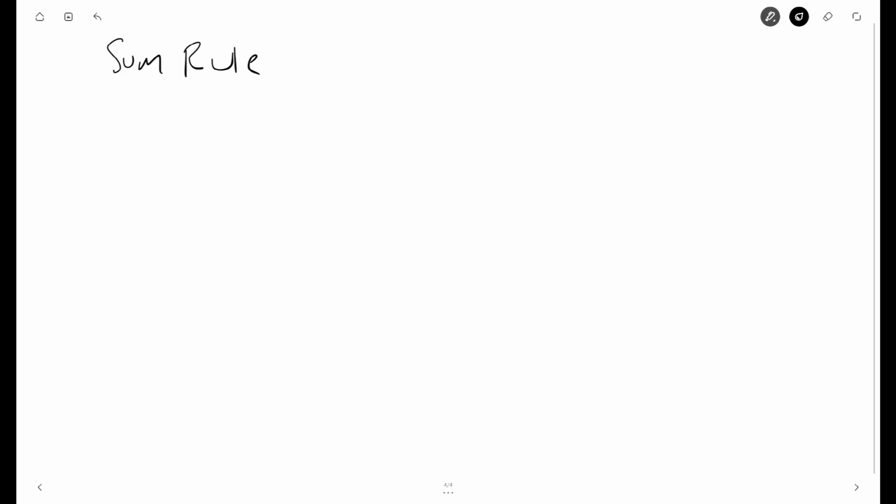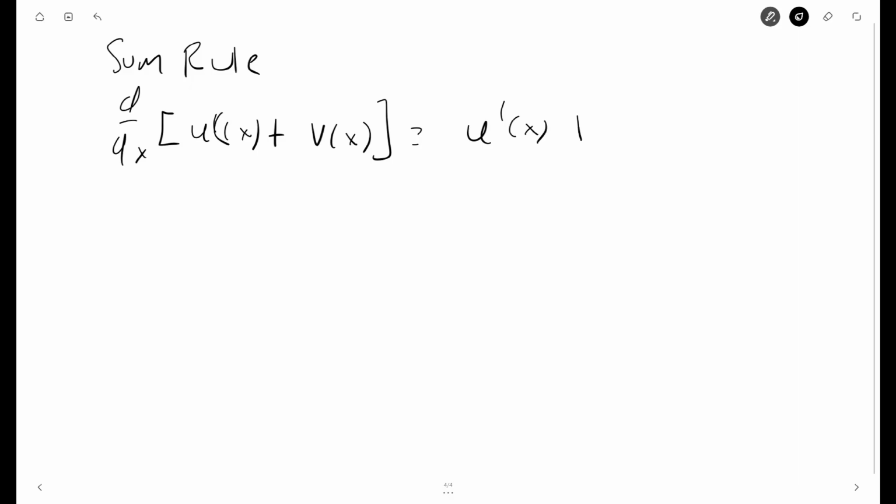So the sum rule says that the derivative d/dx of u(x) plus v(x) is equal to u prime of x plus v prime of x. So I'm going to show you two examples.